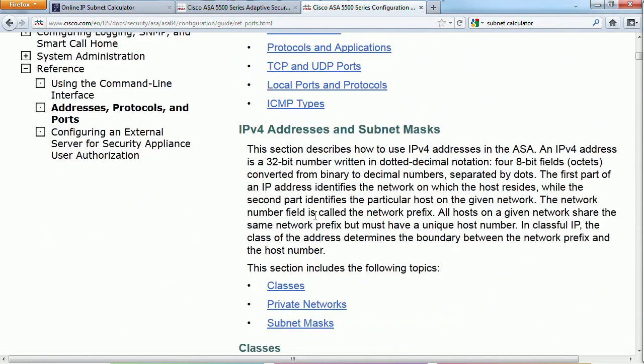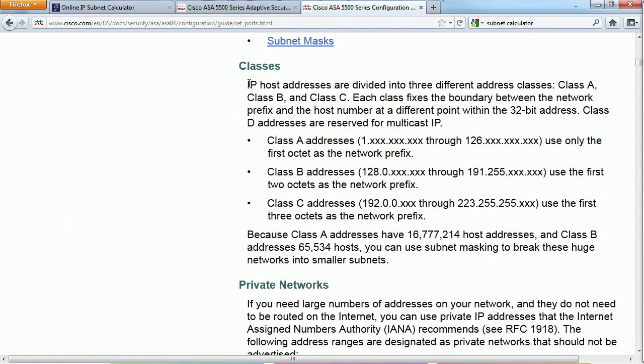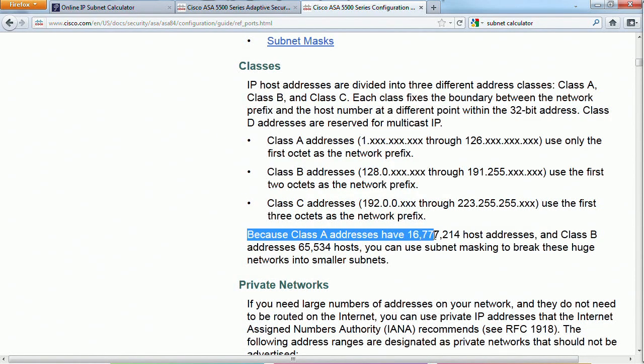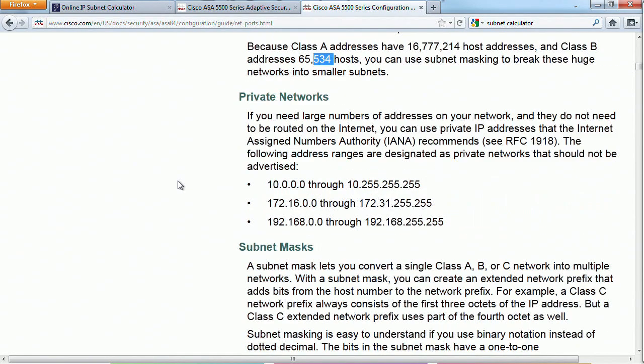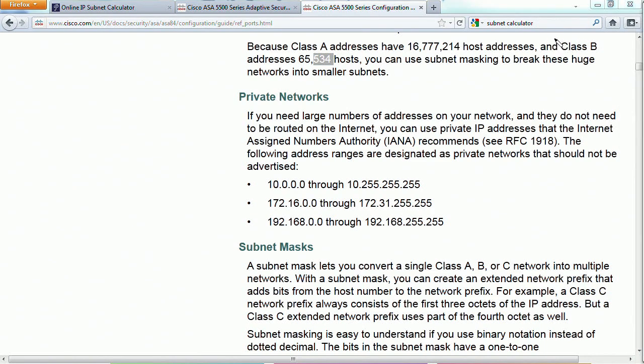some generic things about IP addressing, like an IP address is a 32-bit number written with 4 octets. It shows you what are the classes of addresses. Because Class A has 16.7 million host addresses, Class B has 65,000. You can use subnet masks to break these huge networks into smaller ones. Okay, also tells you what are the private networks. We'll talk about this again more when we get to network address translation. But these numbers, these are defined by RFC 1918, which is the private use addresses.